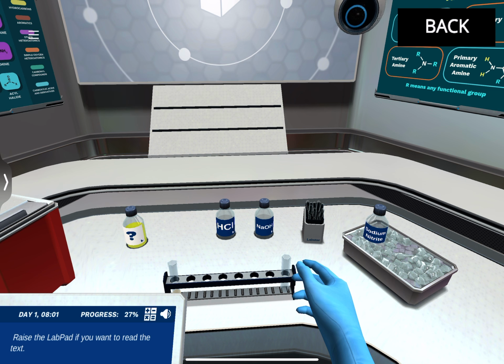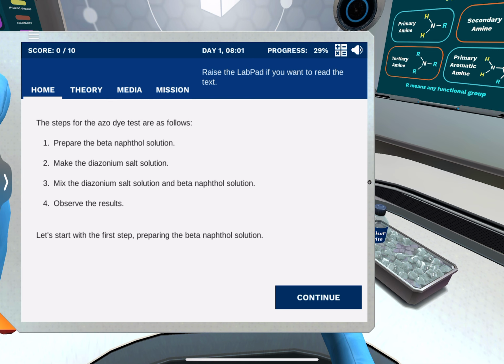Good job identifying the reagents needed. Since you're helping me out, I've set up the equipment you will need for this test. I'm nice like that. The steps for the Azo Dye test are as follows. Prepare the beta-naphthol solution. Make the diazonium salt solution. Mix the diazonium salt solution and beta-naphthol solution. Observe the results. Let's start with the first step, preparing the beta-naphthol solution.